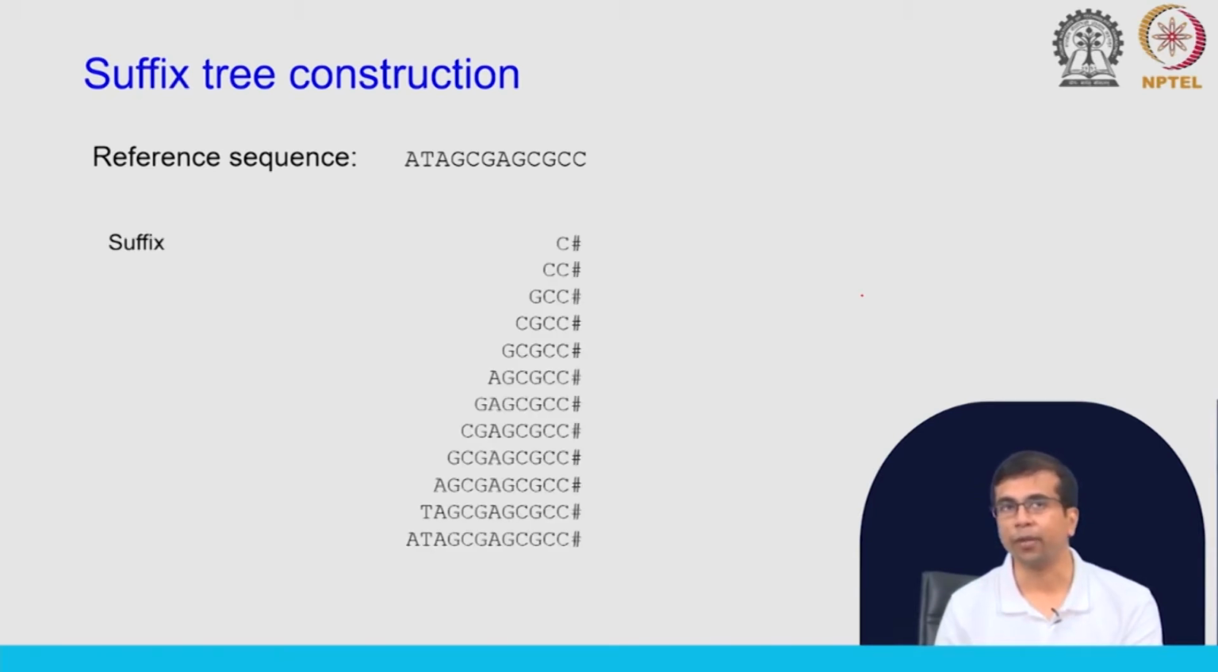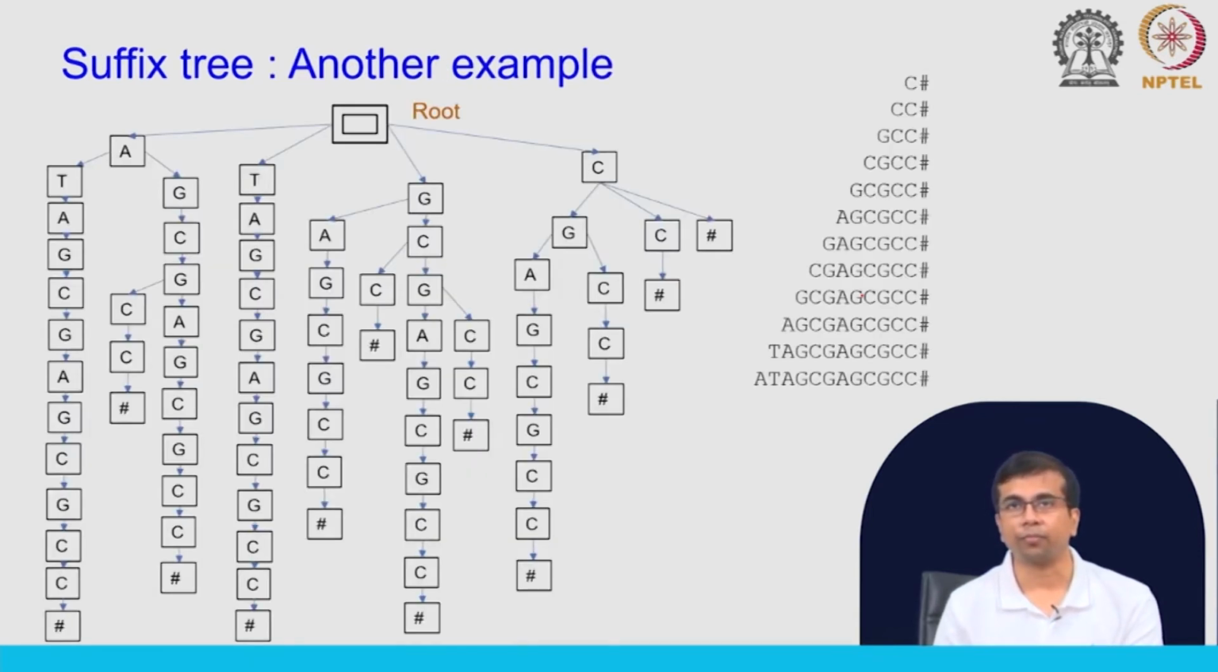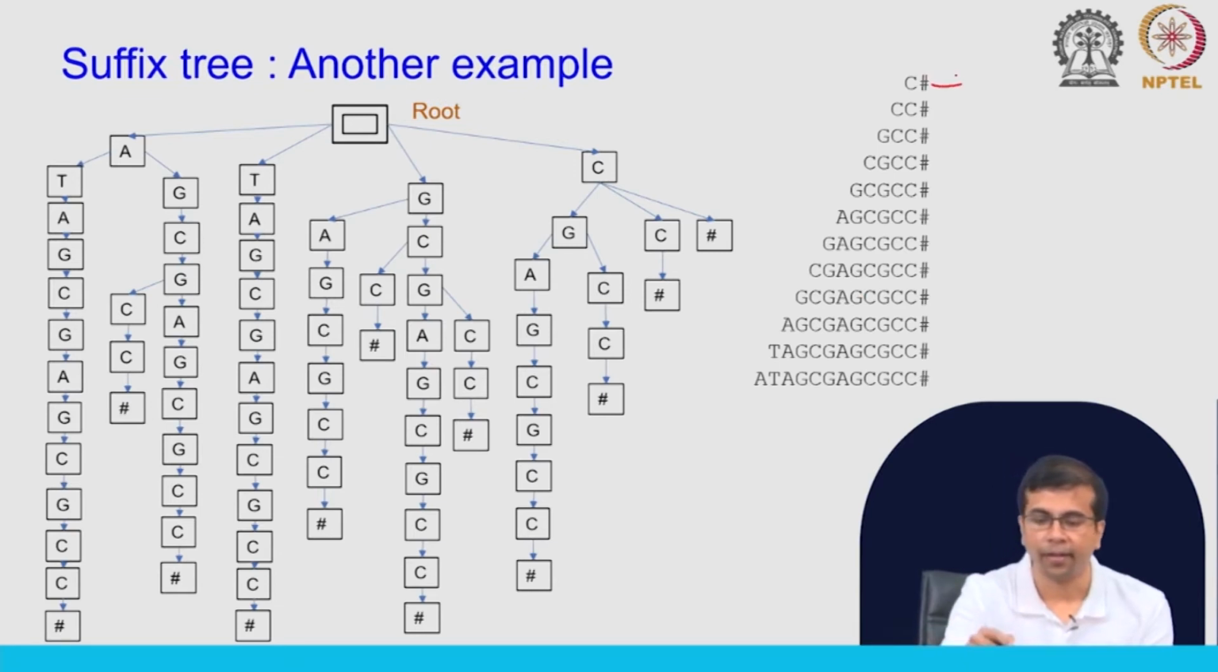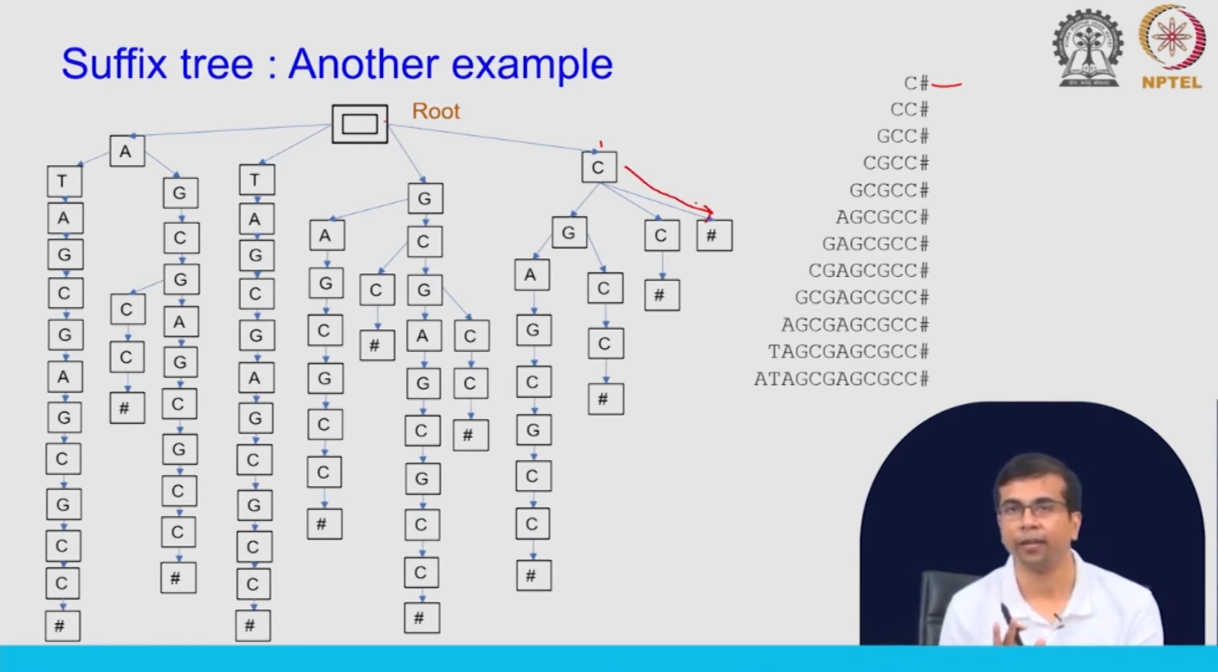As before, we now have more suffixes, and we need to consider all of them and find paths that go from root to leaf for each of these suffixes. We will do this step by step. We have the first, the C, and then you have this path here from root to C, and then we have this hash. So, this suffix is now represented in the tree.